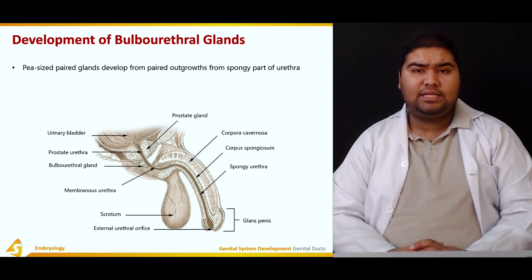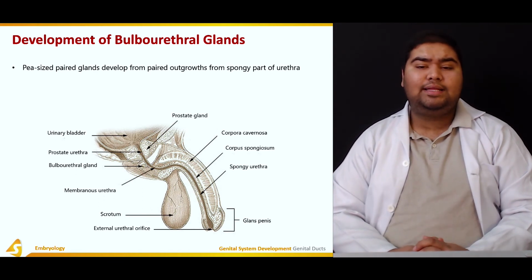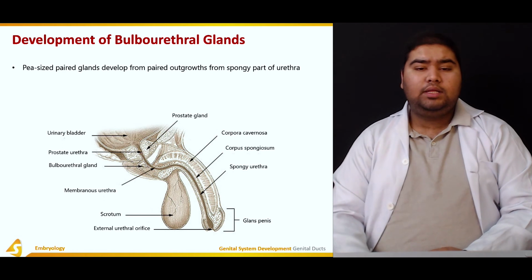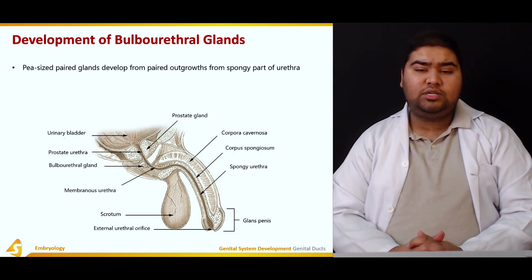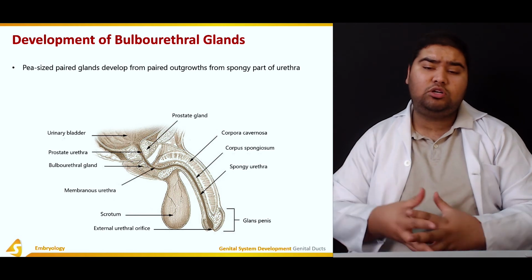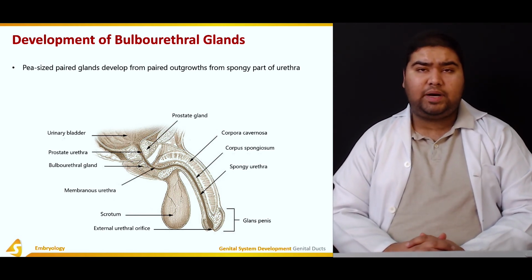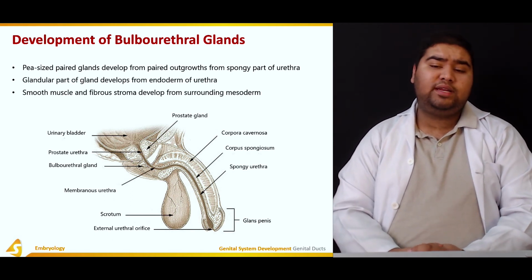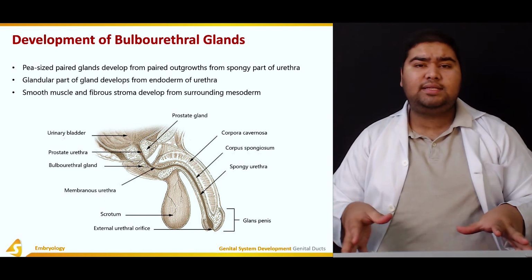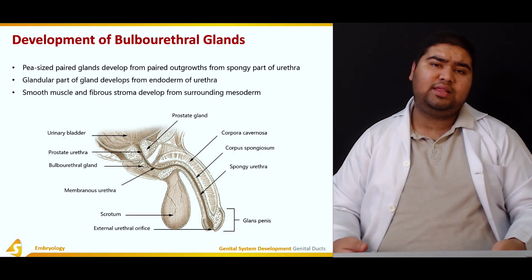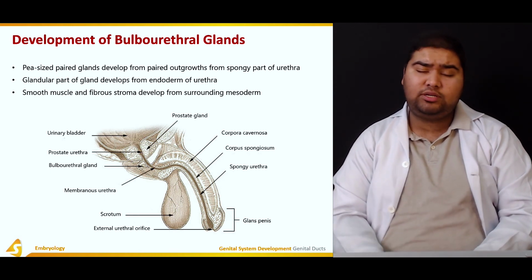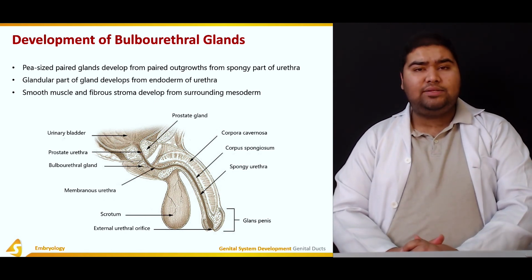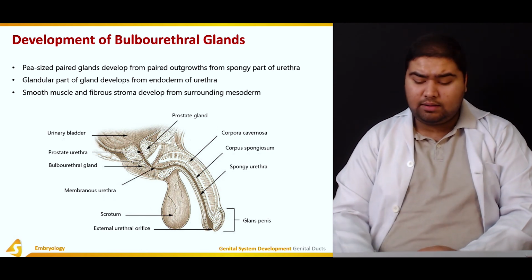These bulbourethral glands, which are actually pea-sized paired glands, develop from paired outgrowths from the spongy part of the urethra. The glandular part of the gland develops from the endoderm of the urethra. The smooth muscles and fibrous stroma develop from the surrounding mesenchyme. So this is a pattern in general: the endoderm helps in the formation of the glandular part of the adult structure, and the connective tissue, smooth muscle, as well as the fibrous stroma are usually formed by the surrounding mesoderm.